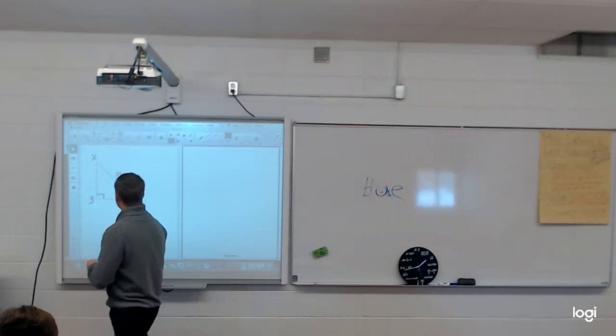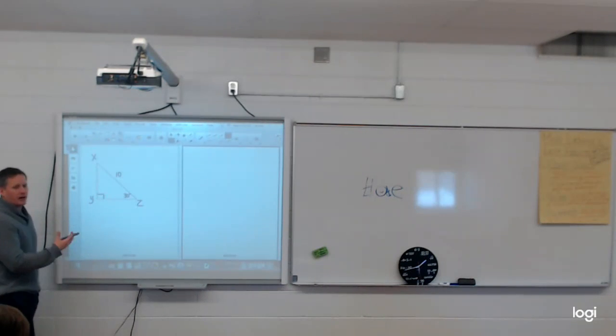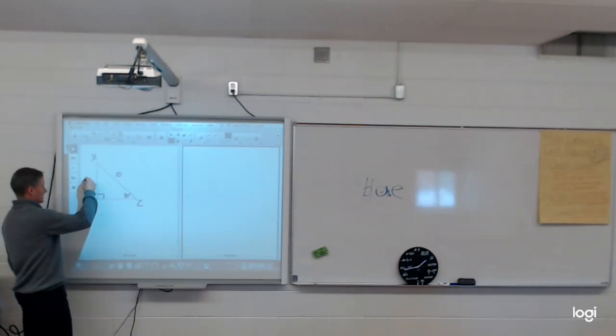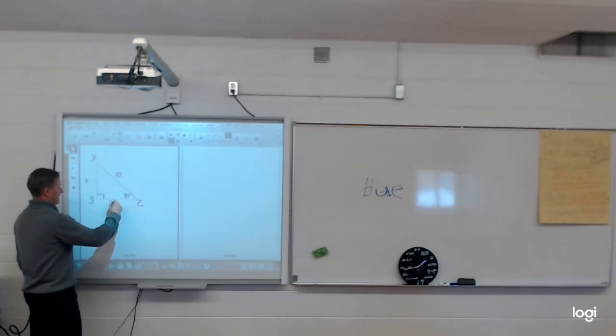So what am I missing so far? What do you look at in my triangle? I've got one angle. Which angle am I missing? X. I'm missing X. And what else am I missing? 2 sides. Side Z and side X. Yes. So side Z right here and side X right here.